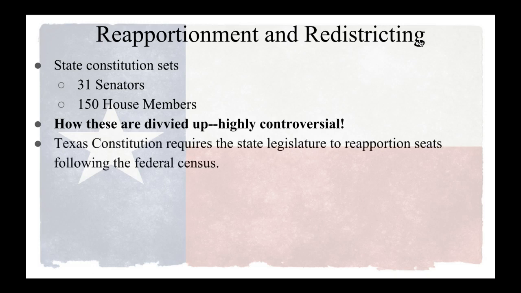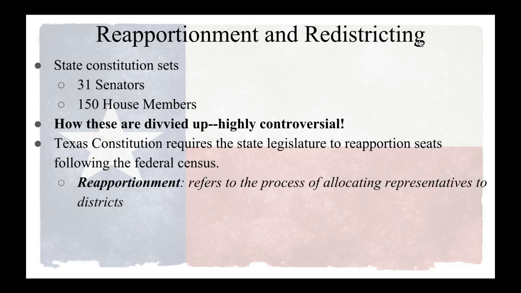The Texas Constitution requires that state legislatures reapportion seats following the federal census, and we take a federal census every 10 years. So according to that federal census, the Texas Constitution says that the state legislature should review and reapportion the division of the senators and House members across the state to better represent the areas that are growing in population versus the areas that are not growing in population or declining.